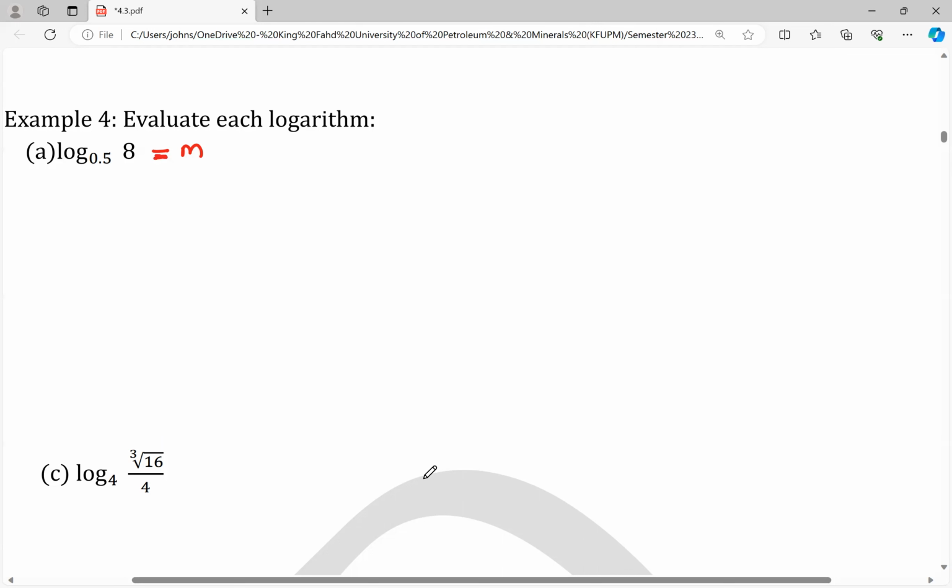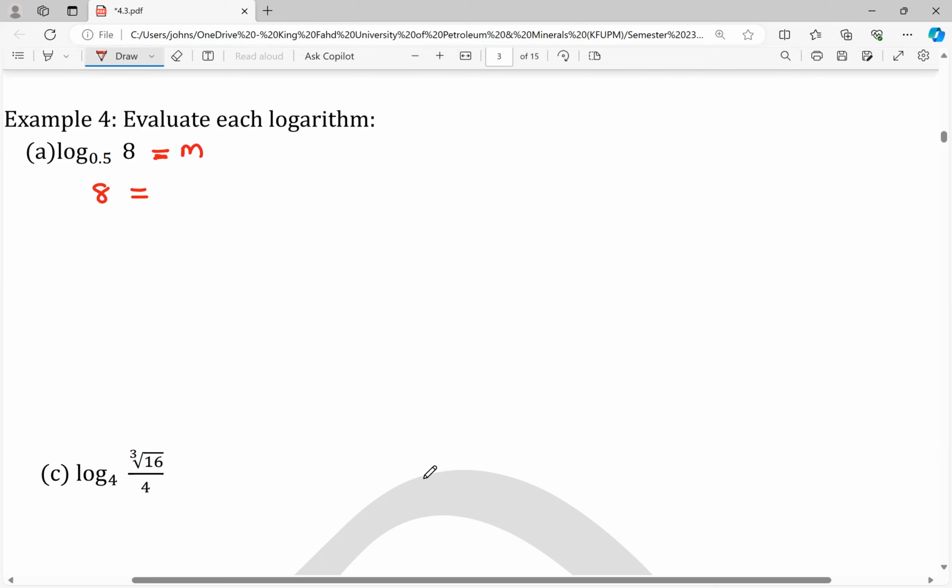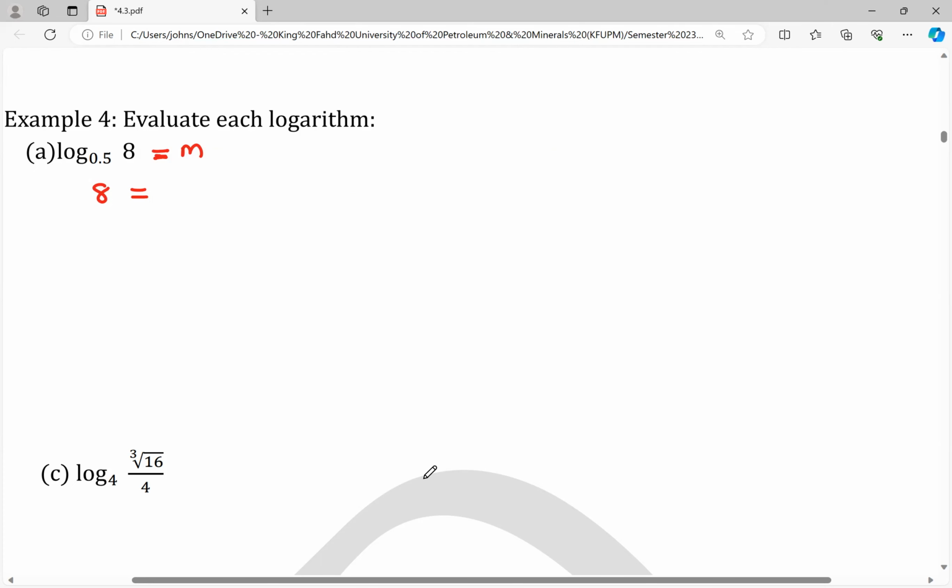Now this means that 8 equals 0.5 to power m. Yes, 0.5 to power m. Now, once we have 0.5 to power m, all we need to do is to write things in terms of power.